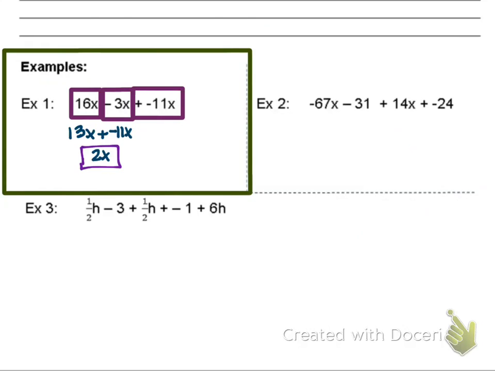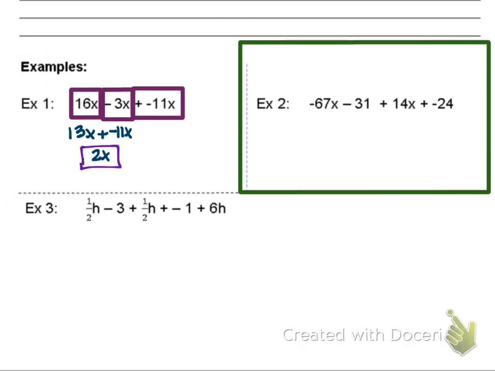Now in this case, my first step is to identify the terms that have the same variable parts. That's going to be the x's I'm noticing, so I'm going to box those in. And I'm going to box in the negative 67x and the plus 14x. Notice I picked the plus to go with that 14x, helping myself remember it's a positive number. And I am also noticing that I have two other terms that don't have variable parts to them. So a negative 31 and a plus negative 24. So I'm going to circle those as a different form of a like term.